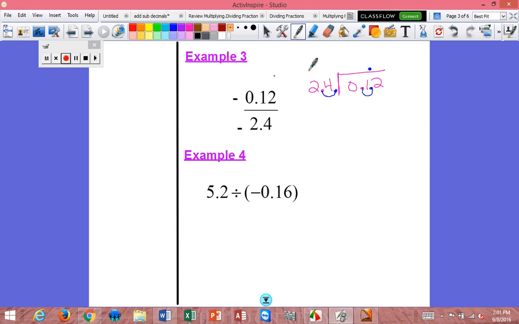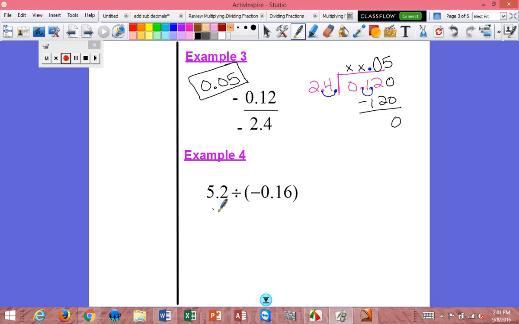Alright, 24 cannot go into 0. It cannot go into 1. And it cannot go into 12. So I'm going to put a 0 here since it's after the decimal. And then I'm going to annex a 0. 24 will go into 120 5 times, and it's actually 120 evenly, and we get a remainder of 0. So this would be 0.05. It was a negative divided by a negative, so we have a positive answer.